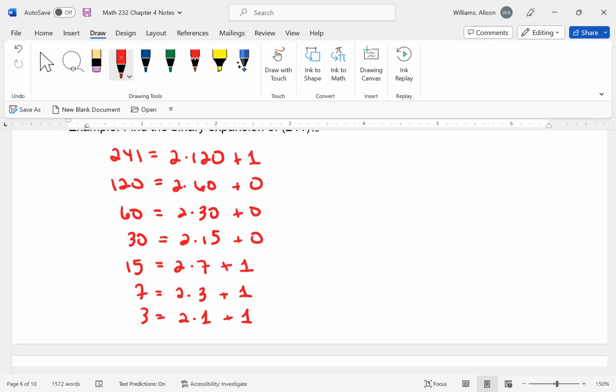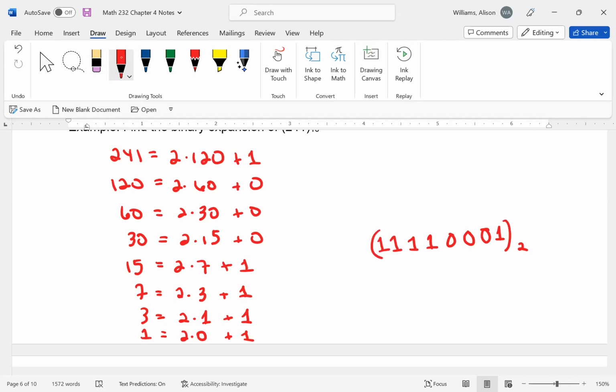Unfortunately, I'm running out of space here, so I'll try to squeeze the last one in. 1 divided by 2 can't happen, so it's 2 times 0 plus 1. All right, there we go. There are the digits of the answer. I want to go in reverse order, so the first remainder is the last digit of my answer. So 1, 3 zeros, and then 4 ones. 1, 2, 3, 4. And there it is, the base 2 notation of this number.